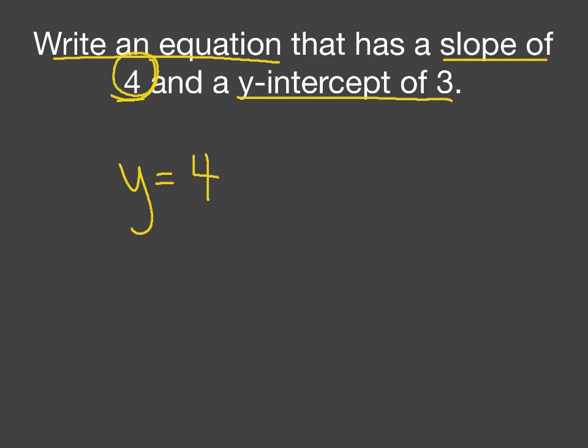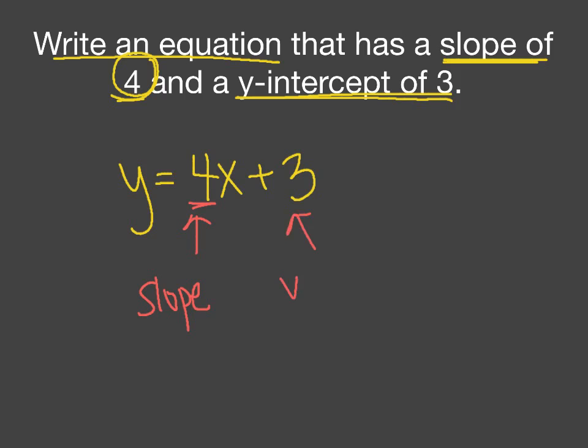So I'm putting a 4, and then the x. Remember, our slope is always connected to our letter x. And then it says our y-intercept is 3, so at the end, I'm going to put plus 3. And again, the 4 was our slope, and slope's always connected to our x. The number that's by itself is always our y-intercept.